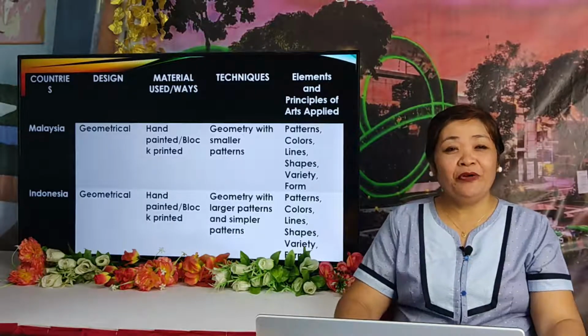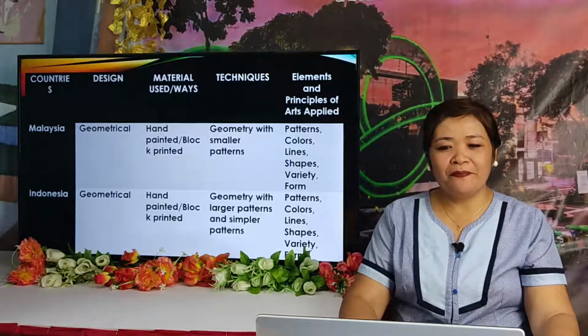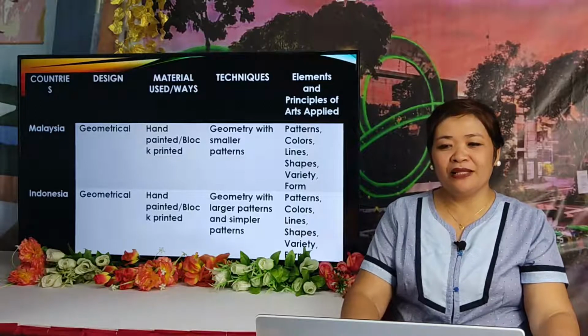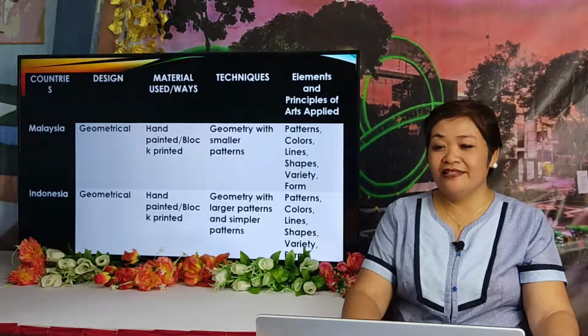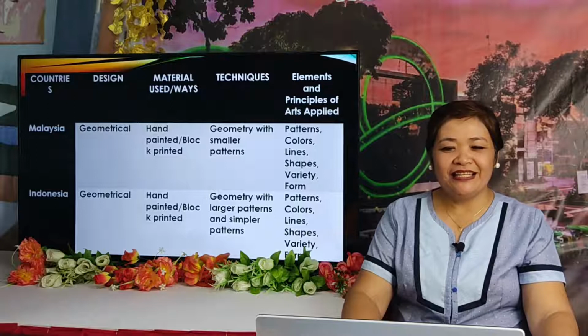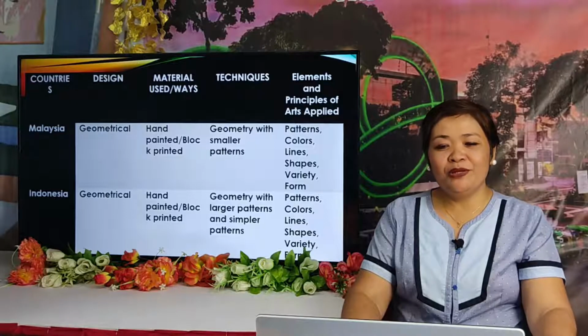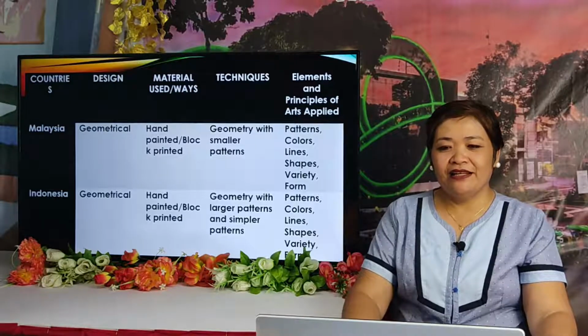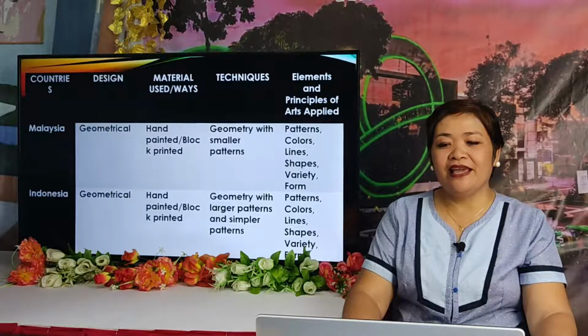Let's check your answers. For number 1, Malaysia. Malaysia uses geometrical designs. Material used and ways, hand-painted or black-printed. Techniques, geometry with smaller patterns. Elements and principles of arts applied: patterns, colors, lines, shapes, variety, and forms. For number 2, Indonesia. Design geometrical. Material used, hand-painted, and black-printed. Techniques, geometry with larger patterns and simpler patterns. Elements of arts and principles applied, patterns, colors, lines, shapes, variety, and forms.